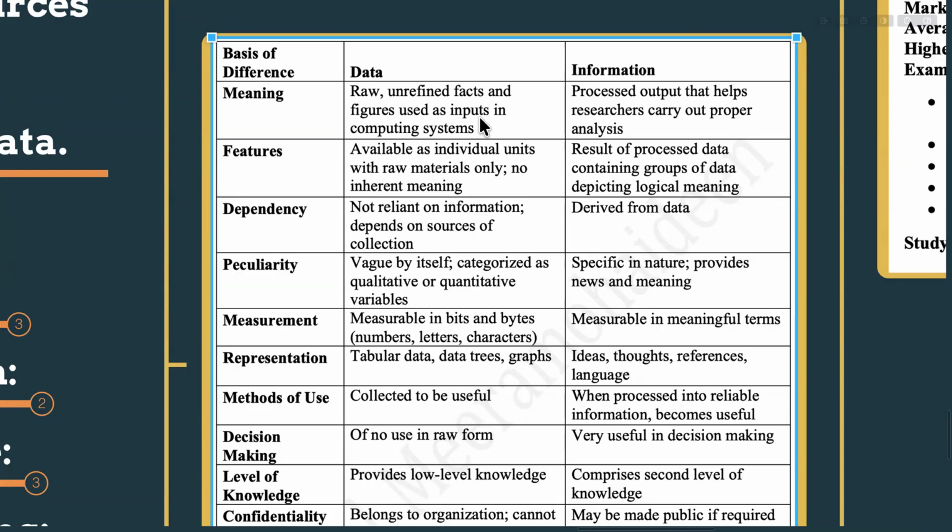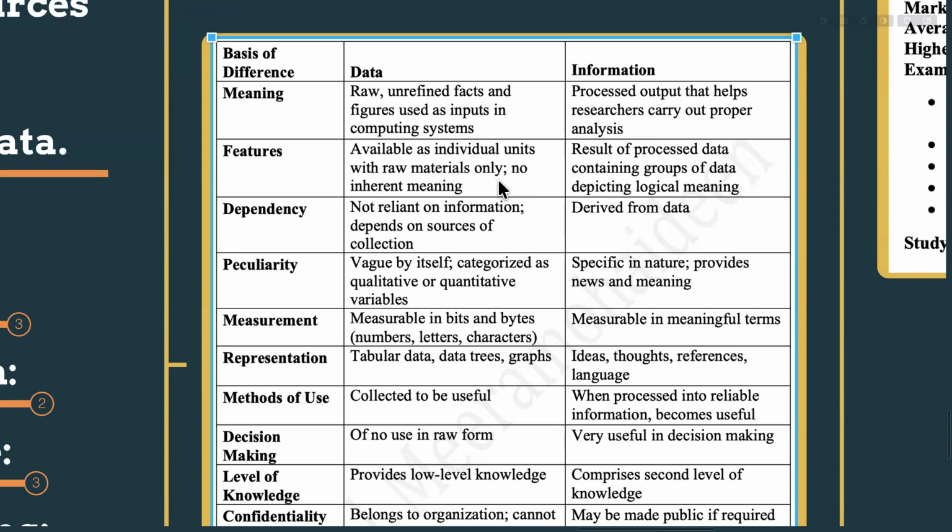You can understand that. And here, information is processed output that helps researchers carry out a proper analysis. Let's say in Sri Lankan terms, you sold 50 items today. That's data. But information is processed output. Let's say you processed your input and you got an output: your sales today are, for example, rupees 25,000. That means 20% higher than yesterday, so it's the best day of the month. That is information.